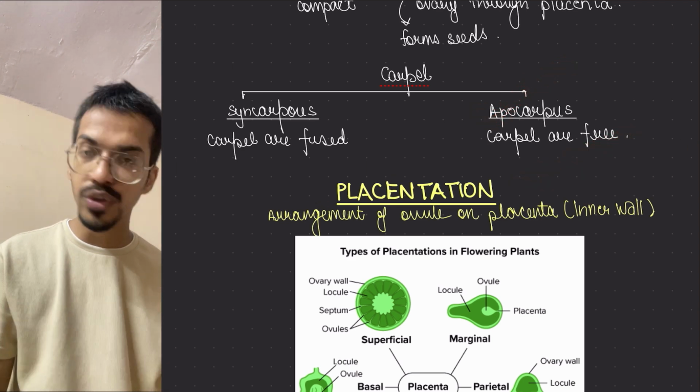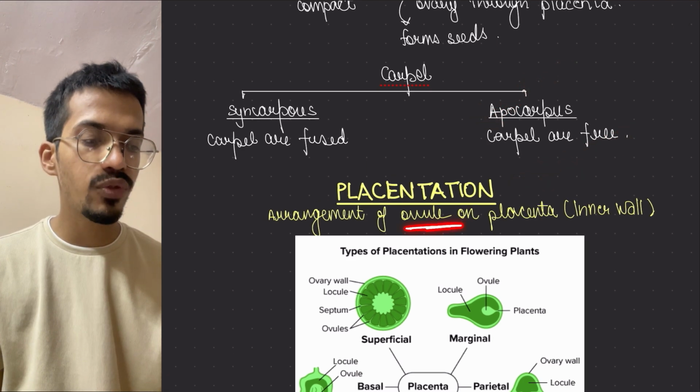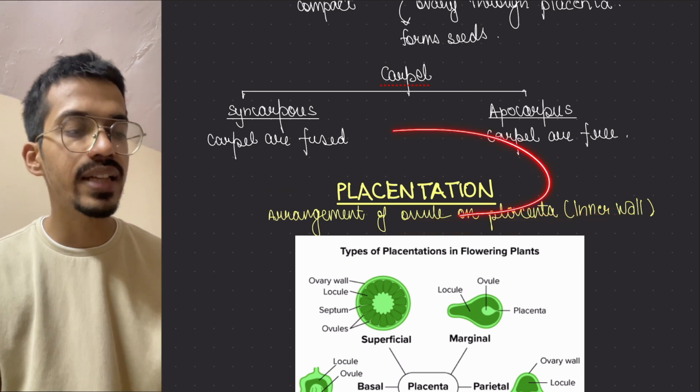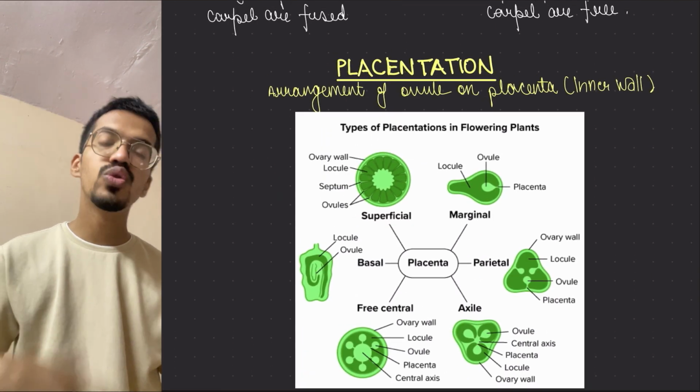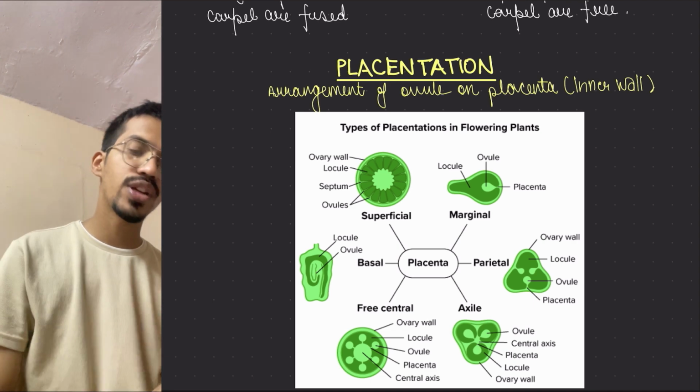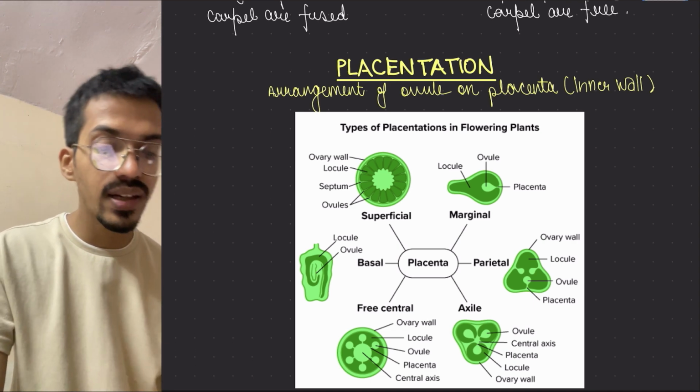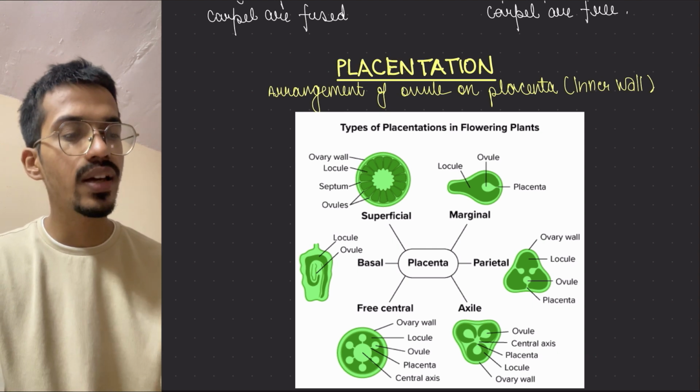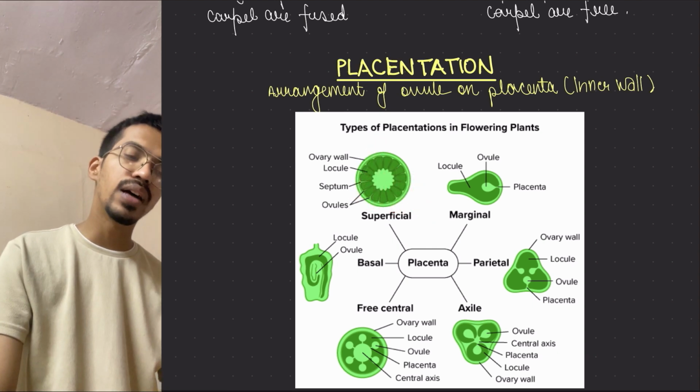Now, on this the ovules would be present. So the arrangement of ovules on the placenta is our study, that is called placentation. So we have a total of 6 types of it. NCERT says 5 types of it. So which type is not present in NCERT? That is superficial. Okay, so this is not given over here, but the others are there.